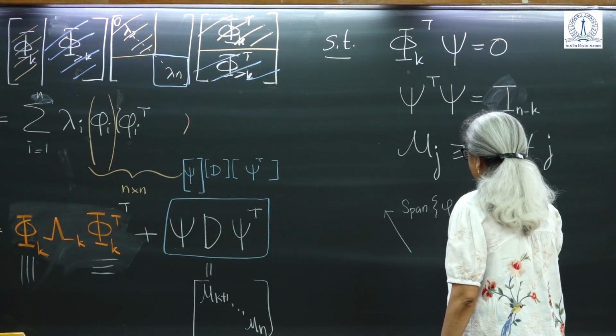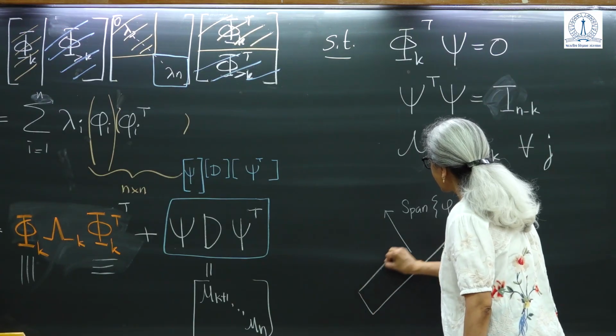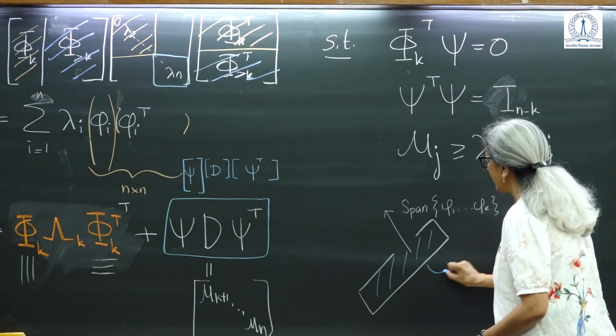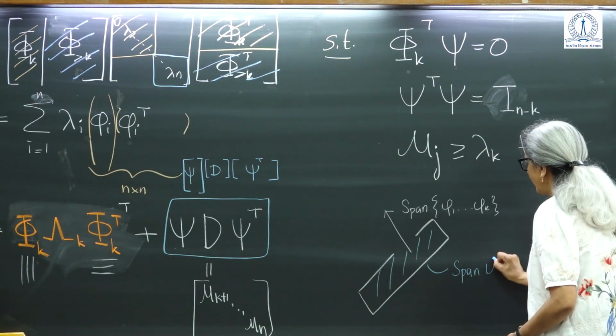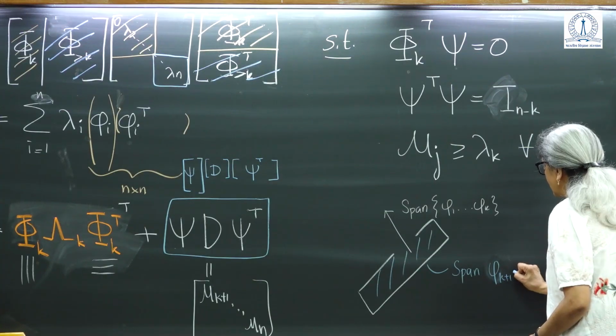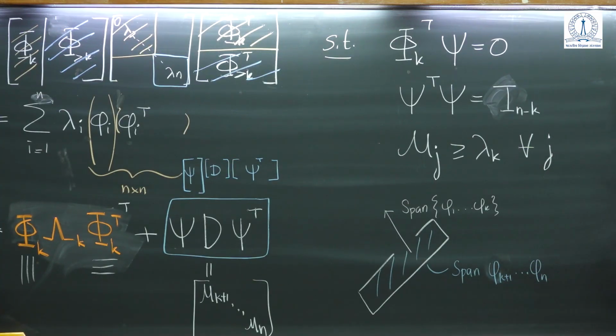eigenvectors. Then I know that the last n minus k eigenvectors come from the complement, right? So this is the span of phi k plus 1 up to phi n. Do you agree? So if I take the span of the first k eigenvectors, then all the other eigenvectors are orthogonal to the first k. So I have all of space divided into the span of phi 1 through phi k direct sum the span of the rest, right? So these two eigenspaces.